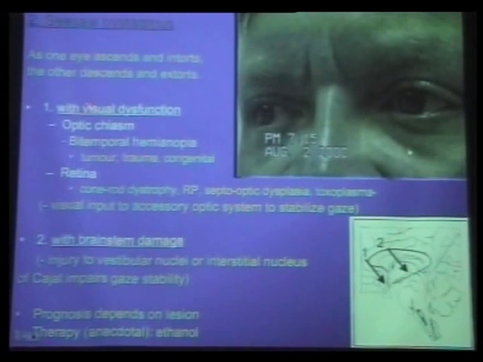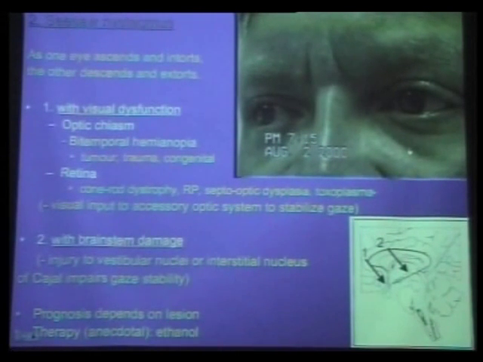How's the color in this thing, by the way? Is that actually green? No, huh? I was going to tell you that the green things are clinical signs you need to look out for. So bitemporal hemianopia is a key clinical sign to look for in these things. And that could be either tumor, trauma, or congenital. This happens to be somebody with agenesis of the optic chiasm. Or it could be a retinal problem, which could be like cone-rod dystrophy, receptor optic dysplasia, and so on.